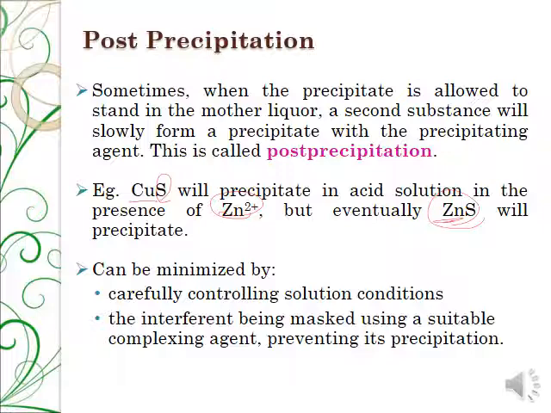So how to minimize post precipitation? We can only carefully control the solution condition. We have to mask the interferent using a complexing agent so that we can prevent the precipitation. So we put in another solution that can mask this zinc from precipitating out, forming zinc sulfide, so that this zinc will remain in solution form. That solution is called a complexing agent.